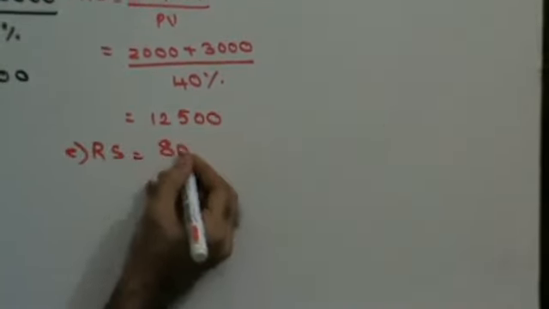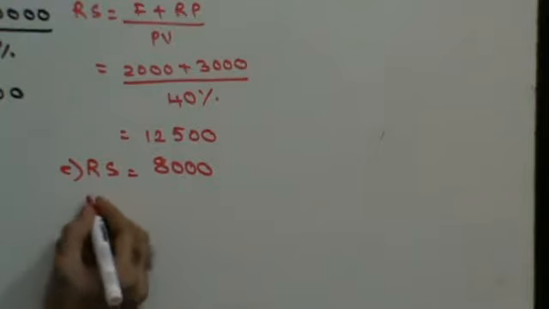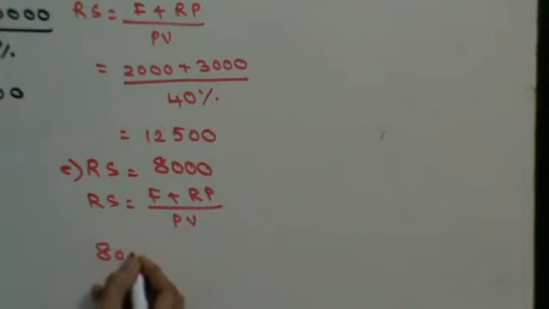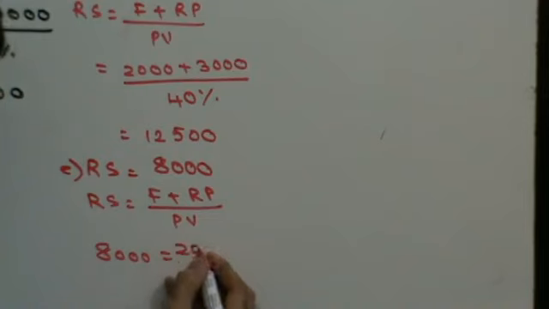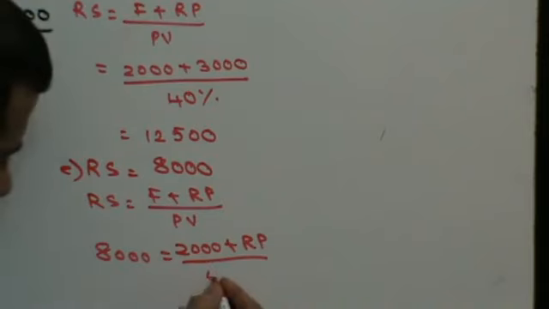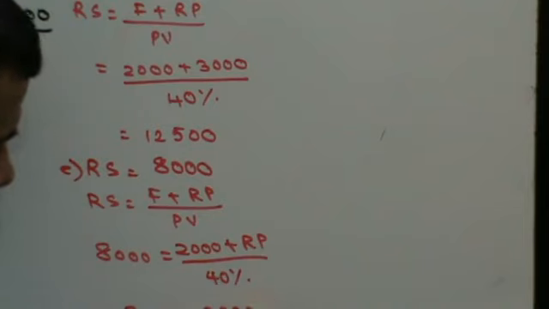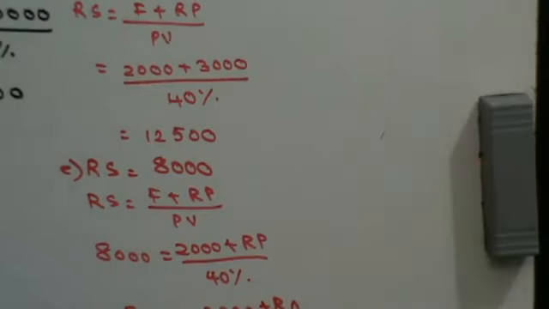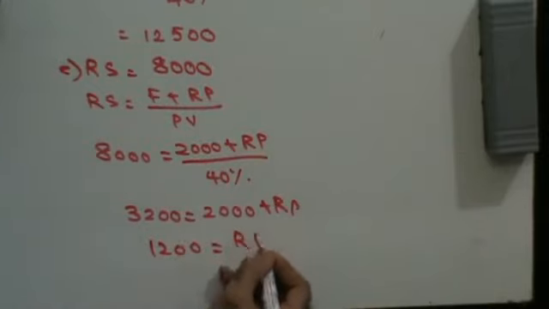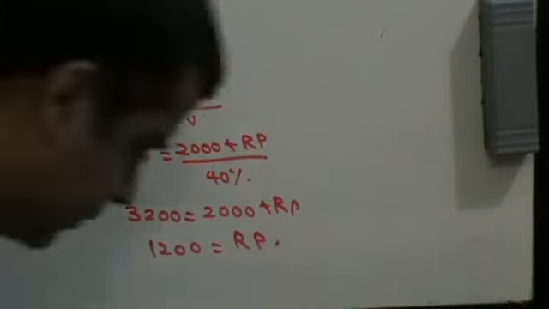Right? Next, profit when sales is 8,000. Required sales is given to you as 8,000. So I can say required sales is F plus required profit upon PV. 8,000 is equal to 2,000 plus required profit upon PV. PV we found out as 40%. 4 8s are 32. 3,200 is 2,000 plus RP. How did I do this, people? Take the 40% on the other side. 8,000 into 40% will give you 3,200. Take 2,000 on the other side. So 3,200 minus 2,000 is 1,200, which is the required profit. Right? Let's move on to the next sum, guys.